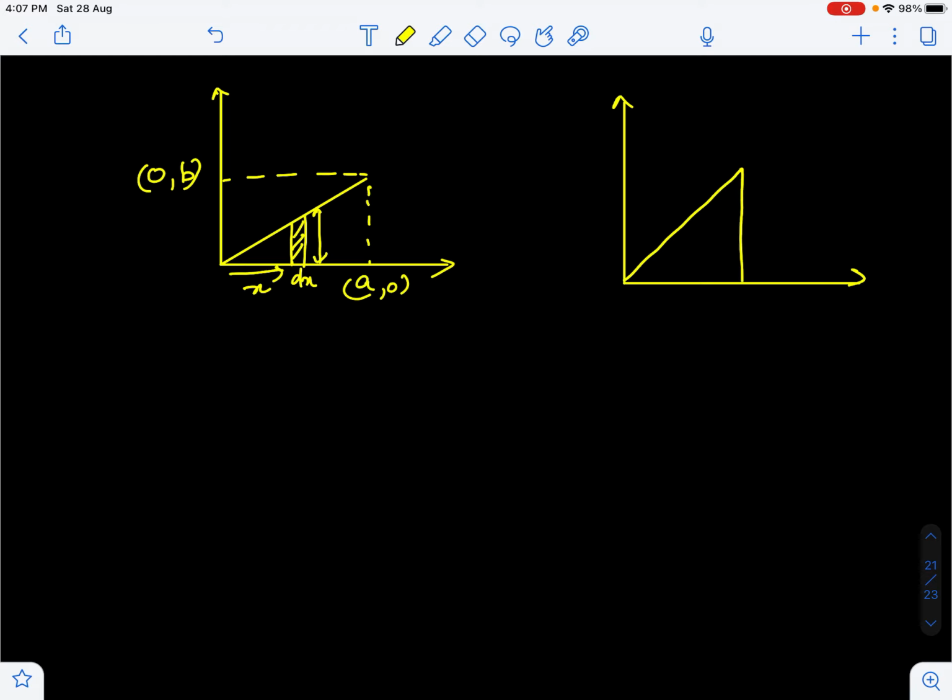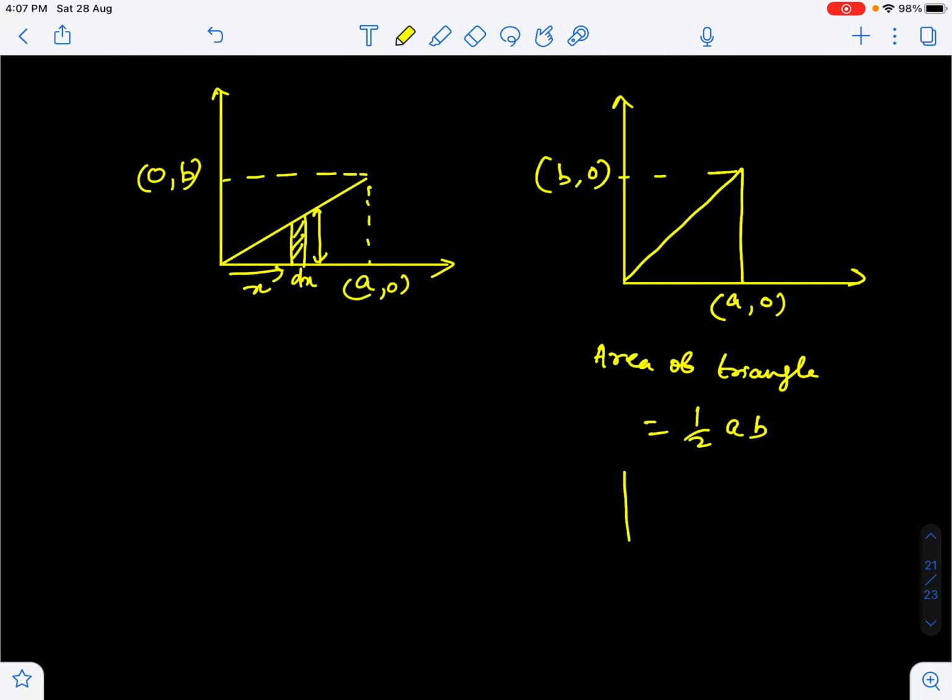Suppose, guys, this is a triangle, this coordinate is a comma 0 and this is b comma 0. You simply say that the area of the triangle is half into base into height, base into perpendicular distance, half into a into b.